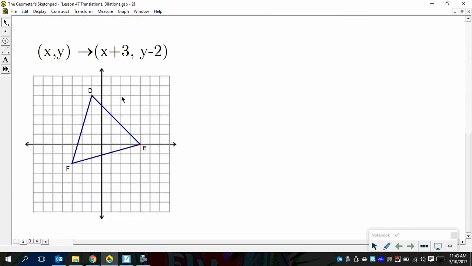So I want you to pause here and I want you to translate this triangle. So here I need to add 3 to the x, so move my points 3 to the right, and subtract 2 from y and move them down 2. So I'm going to go to the right 3, down 2, there's D prime. E, go to the right 3, down 2, there's E prime. And F to the right 3, down 2, there's F prime. And I can create my translated triangle.